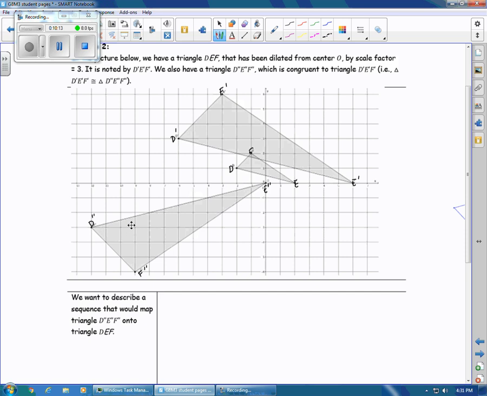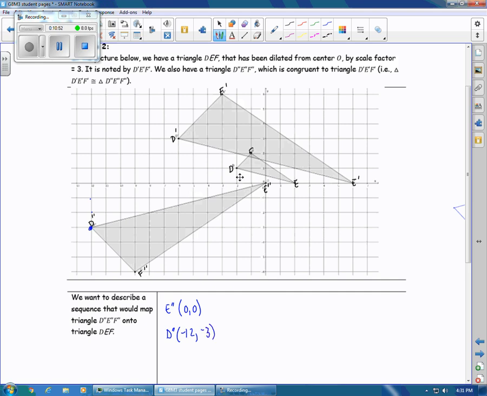So I need to figure out where all of these points are and then dilate them by 1/3. E double prime is the easiest one. It's at 0, 0. D double prime is right here, and that's at negative 12, and then down 1, 2, 3, negative 3.